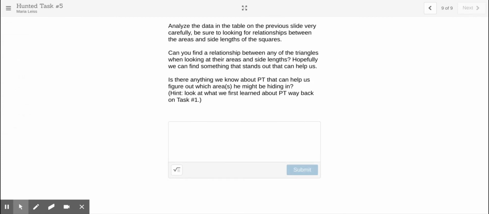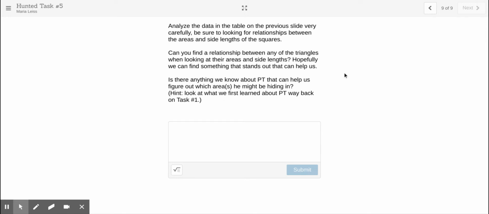Now, when we move over to slide 9, it says analyze the data in the table in the previous slide very carefully. Be sure you're looking for relationships between the areas and side lengths of the squares. Can you find a relationship between any of the triangles when looking at their areas and side lengths? Hopefully we can find something that stands out. Is there anything we know about PT that can help us figure out which areas he might be hiding in? Hint, look at what we first learned about PT way back on task 1.